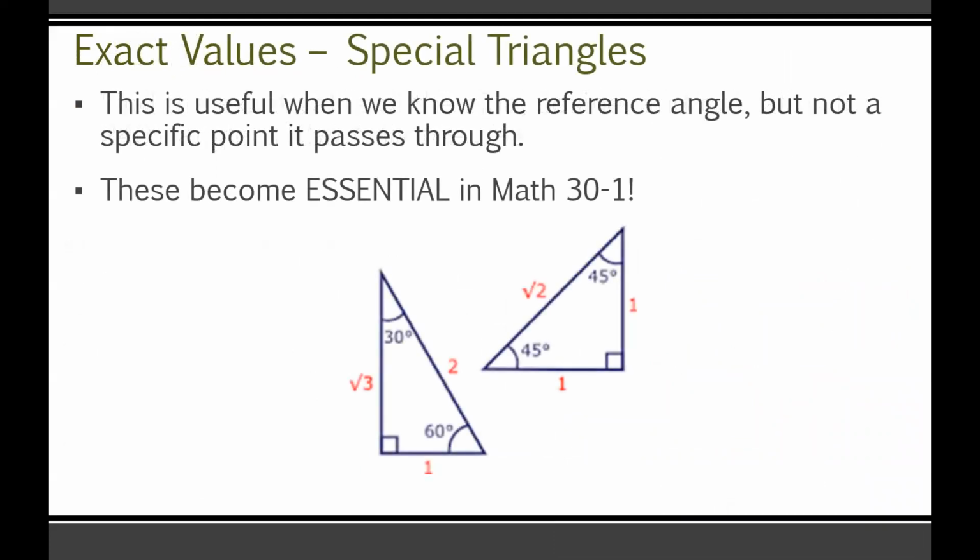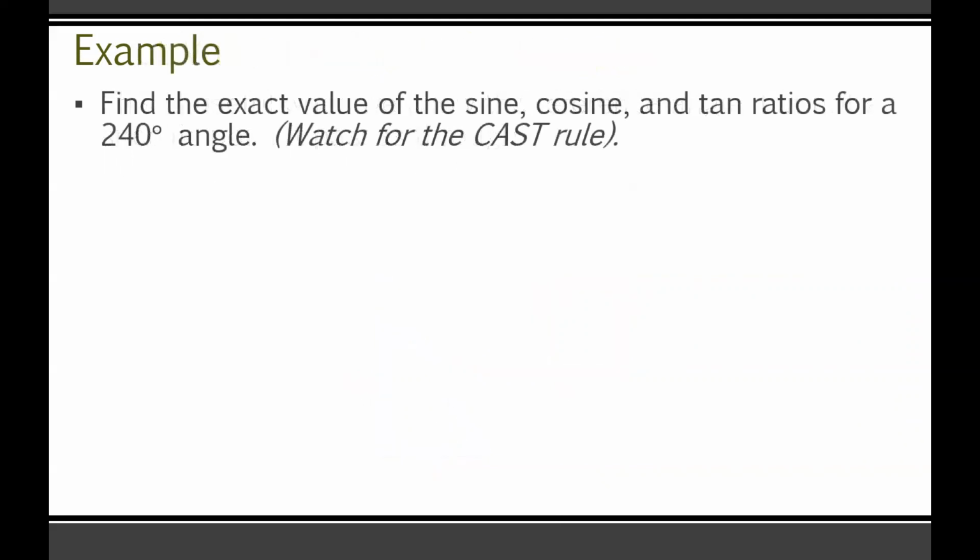All right, so exact values, special triangles. This is useful when we know the reference angle but not a specific point it passes through. So in other words, if I just tell you 30, 60, or 45, you got this. These become essential in Math 30-1. We won't worry about that for now, of course, that's still a year away. But just keep in mind, special triangles, as dumb as it'll seem in Math 20, this is something that actually has a lot of uses in Math 30, which I won't get into today.